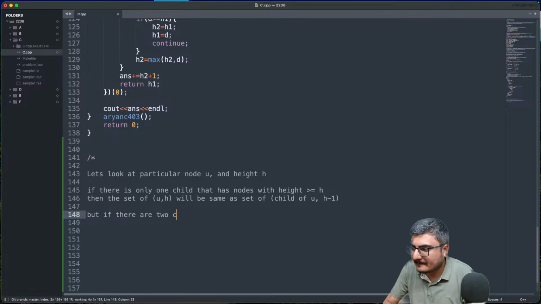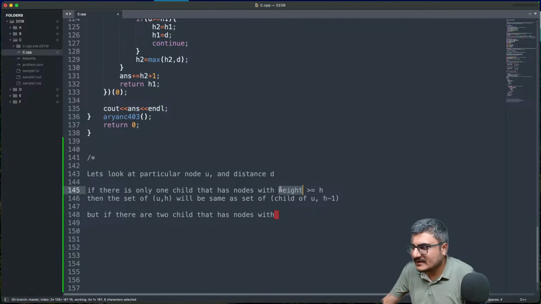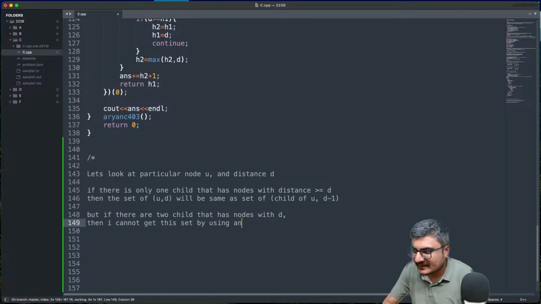Two children that have nodes rather than height, I think distance is the better keyword. Let's say distance d. If I choose a node u and a distance d, then if there is only one child that has nodes with distance d, then instead of (u, d), I can choose that child and d. If there are two nodes with distance d, then I cannot get this set by using any other child of u and whatever d I have.